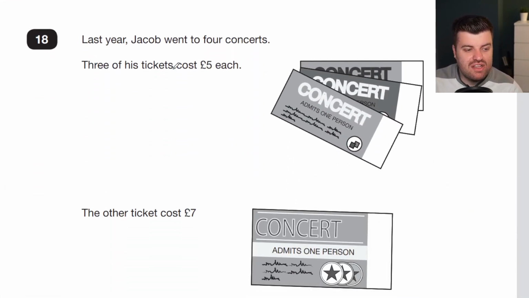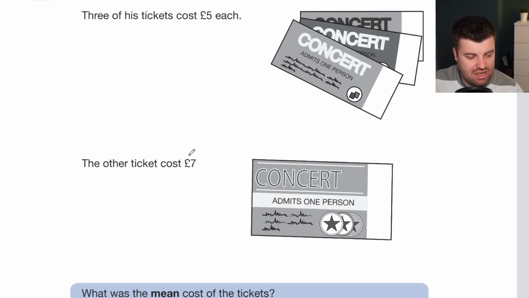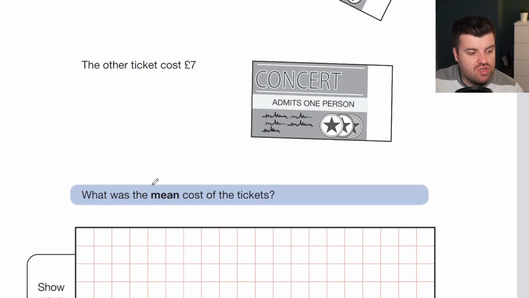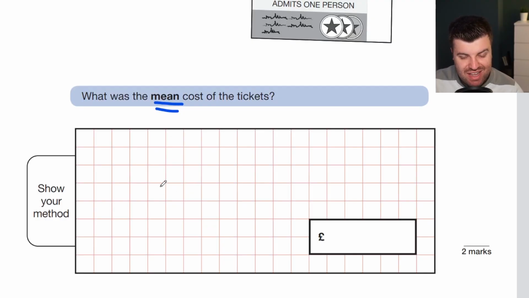Question 18. Last year, Jacob went to 4 concerts. Lucky boy. 3 of his tickets cost £5 each. The other ticket cost £7. What was the mean cost of the tickets? Now, mean means average. We've done a whole video on this. You can check it out on our channel.